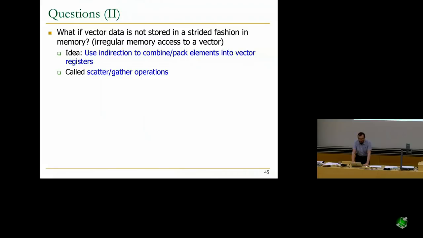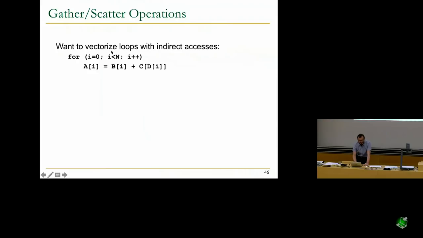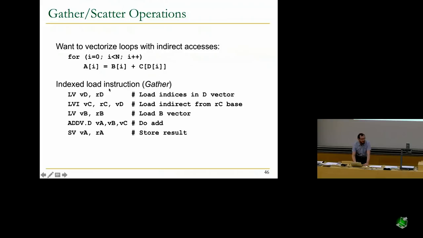The idea is very simple. For example, you have a loop with this sort of indirect access. How do you do this vectorization? If you relied on a stride, this doesn't work because this is irregular, right? This D array can provide any offset. This I is regular, it's striding with a stride of 1, but this, you have no idea. So the idea is to have an indexed load instruction, also called a gather instruction. That's this one. You load indirect from the base of the C array, and you load that into a vector C. Now you can load the vector B easily, but first you need to load the indices into some other vector D.